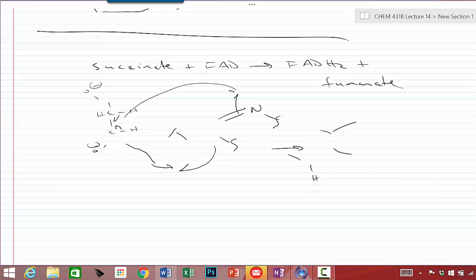I hit the eraser button. I don't know how to undo that. I should be able to undo that, but okay. We'll do that next time.